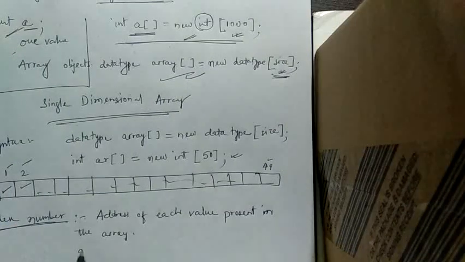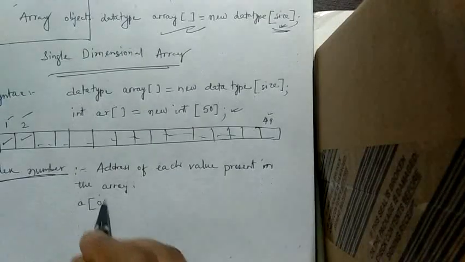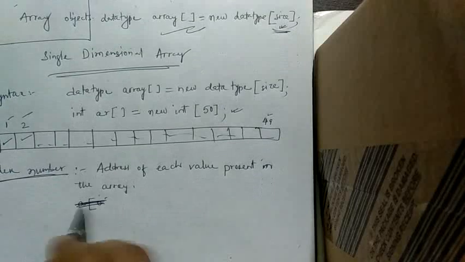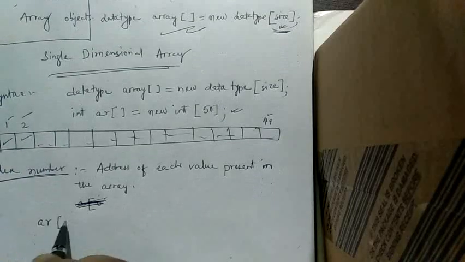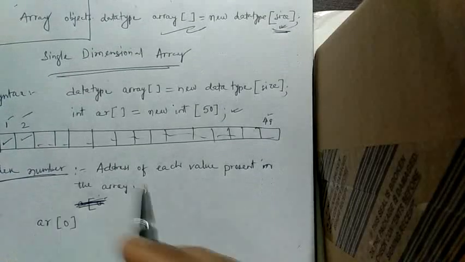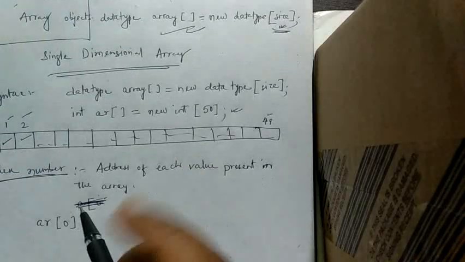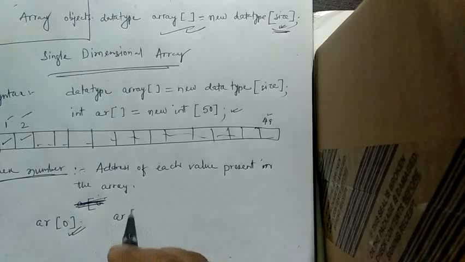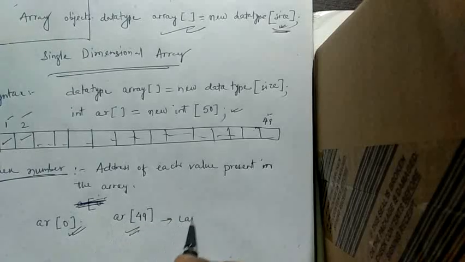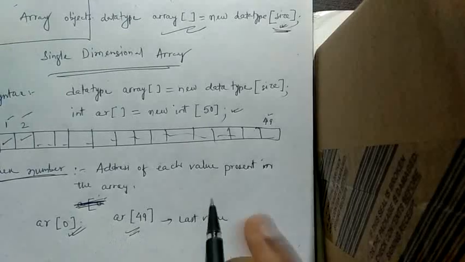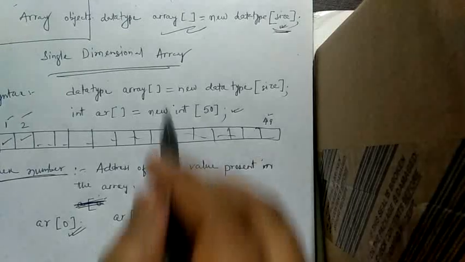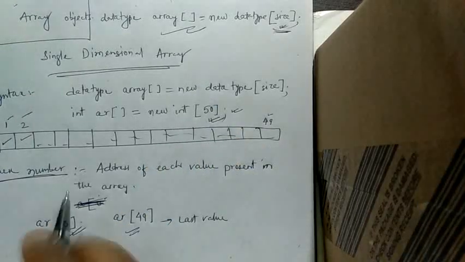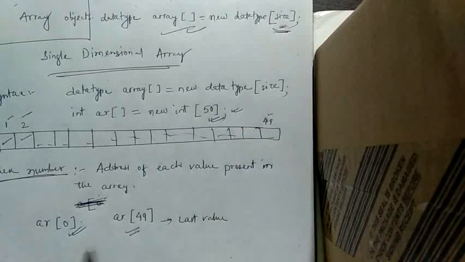So if you will write here the array name is AR. So if you will write AR of 0, so the very first value whatever is stored in the array, that will be printed. Similarly if you will write AR of 49, this will represent the last value only in this case, because here the array size is 50. So this is how we declare an array.